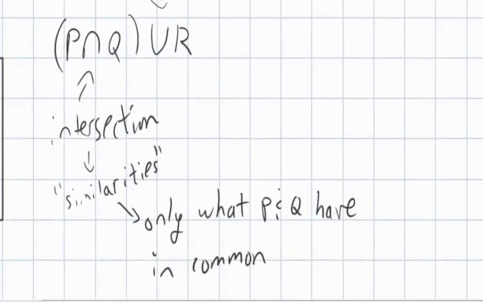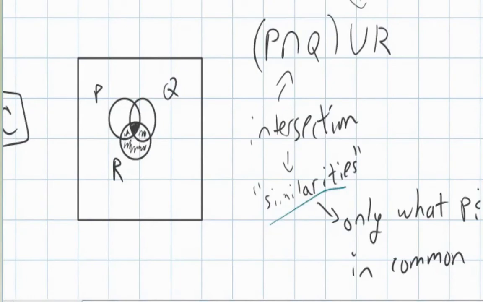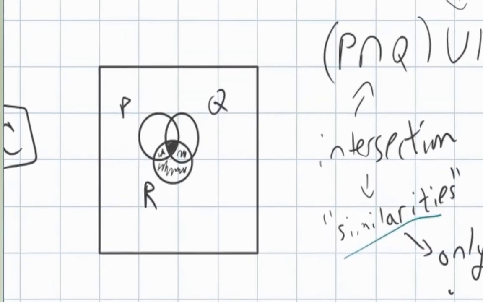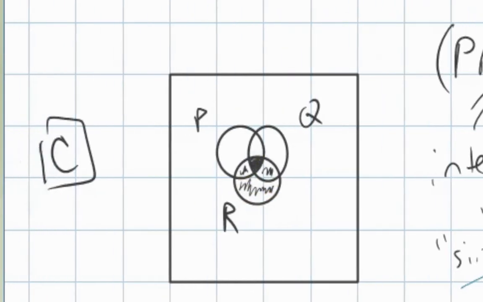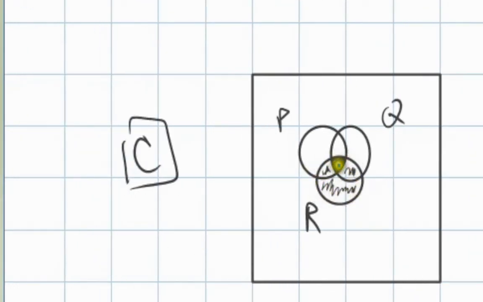However, if it's an intersection, then you will only be taking the similarities. That means only what P and Q have in common. So now instead of having two vases and flowers and a TV, I'll just have the vase. Well, technically the two vases, because that's what they have in common. Where P and Q have an intersection, that is combined with the union of R. So P and Q intersect here. And you also want to include what R has. And you can include everything of R.